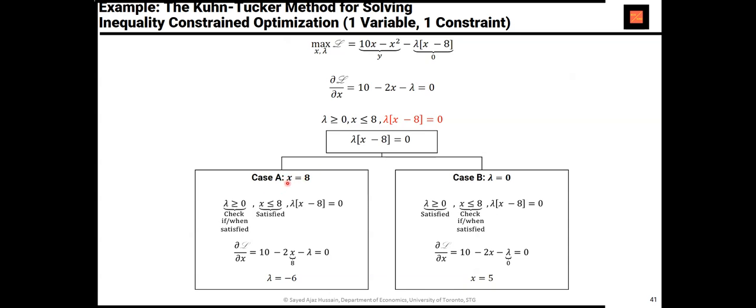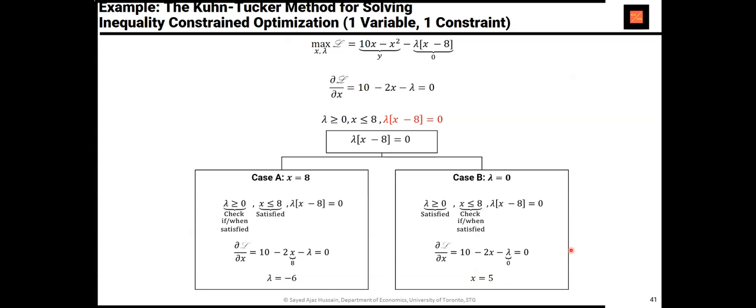Well, if x is equal to 8, this is already satisfied. This is already satisfied. And what remains to be checked or verified is whether lambda is bigger than or equal to 0 when x is equal to 8. For that, I go to the first order condition, stick in x is equal to 8, and find that lambda is not bigger than or equal to 0. In fact, it's negative. So there's no way the answer will be x is equal to 8.